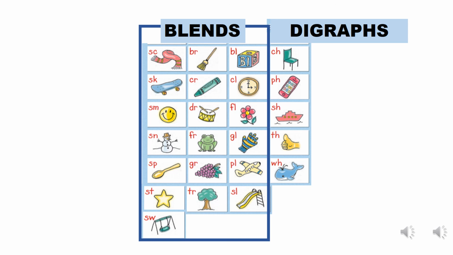Let's take one last look at the Blends and Digraphs poster for this year. The blends are in the first 3 columns, the S, the R, and the L blends, and the digraphs are in the last column, and they have an H in them. And the big difference between a blend and a digraph: in the blend, you can hear the sound of each letter. But in the digraph, the letters join together to make a brand new sound.